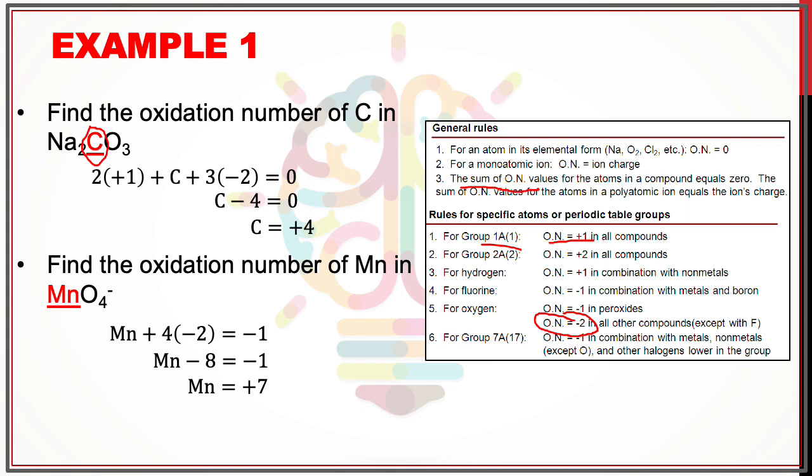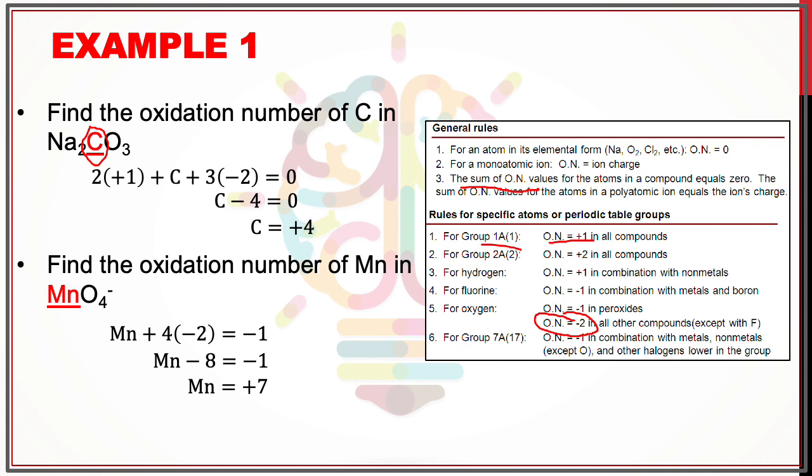Okay, I give another example here. Find the oxidation number of Mn in MnO4 minus. So I want to find the oxidation number for this Mn. So Mn plus, because I want to find Mn, I just write Mn here, plus 4, because this oxygen has 4 atoms. So I just write 4 here.